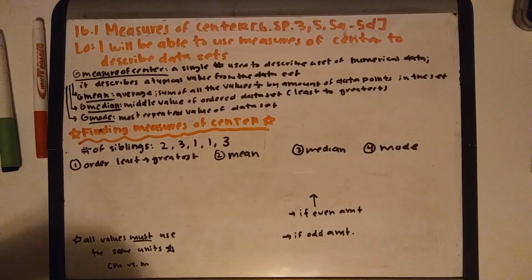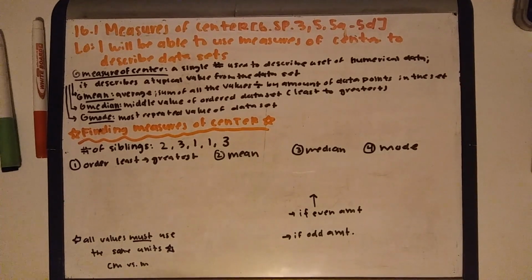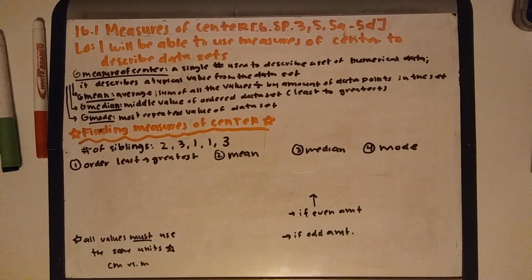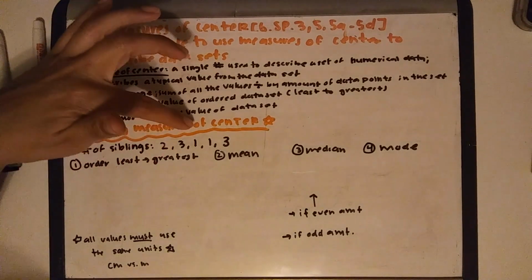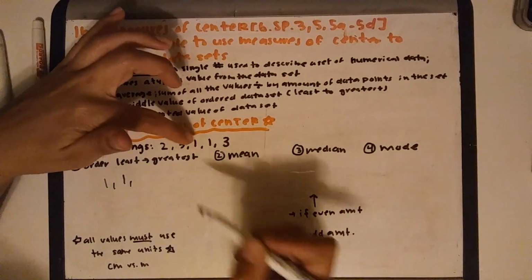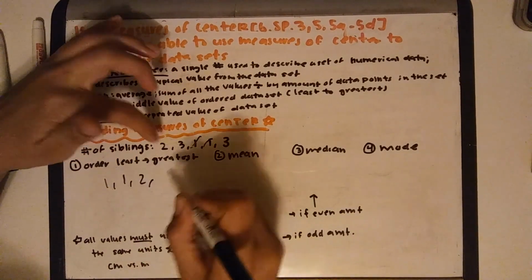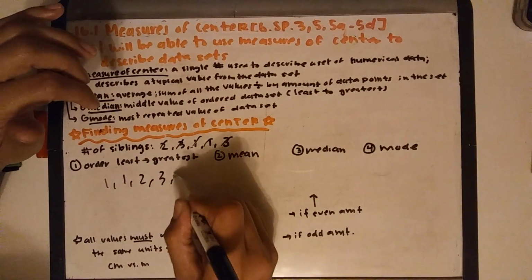Okay, so for instance, if we have a survey and we ask these 5 kids how many siblings they have, and we have one that says 2, another one 3, another one 1, another one 1, and then another one 3. So the first thing I need to do always is put them in order from least to greatest. So then I have 1, 1, 2, 3, 3. Okay, so I'm done there.